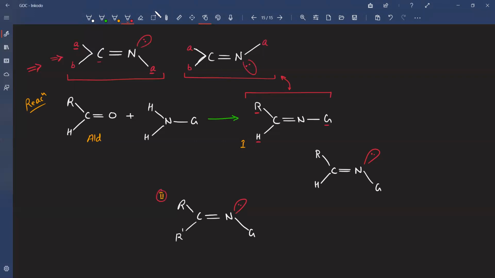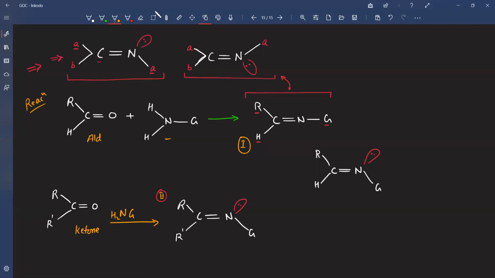This second is in the case of when the initiator is a ketone instead of an aldehyde. So when this is a ketone, then ultimately you will get this. I'm not writing this reactant, but this is what you will get. That is when you have NH2G reacting with this, you will get this. So this first case and second case, these are the cases where you will get carbon double bond nitrogen.